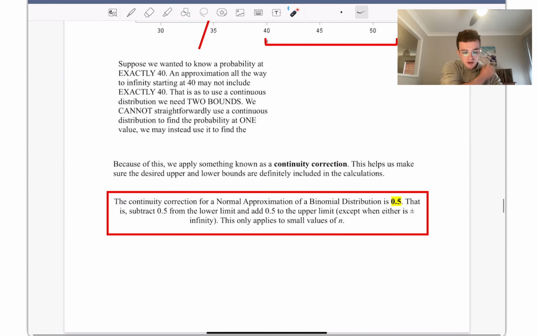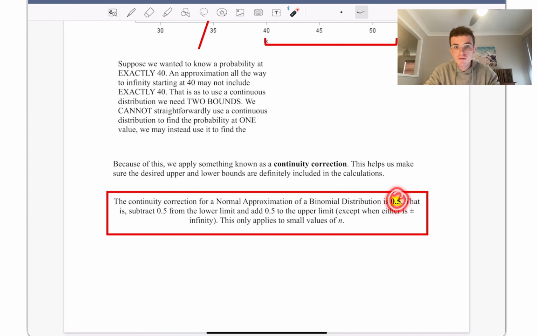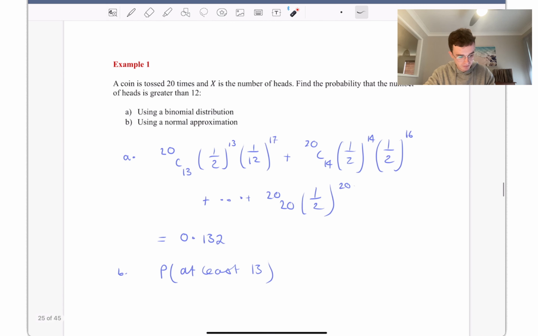So the continuity correction for a normal approximation of a binomial distribution is 0.5. That is, we subtract 0.5 from the lower limit and add 0.5 to the upper limit, except when either limit is plus or minus infinity. Realistically, though, we can't have plus or minus infinity in a binomial distribution because that's not discrete. This only applies to small values of n.